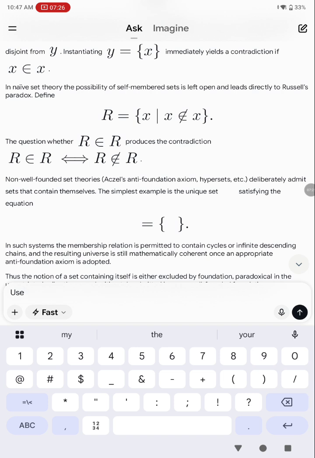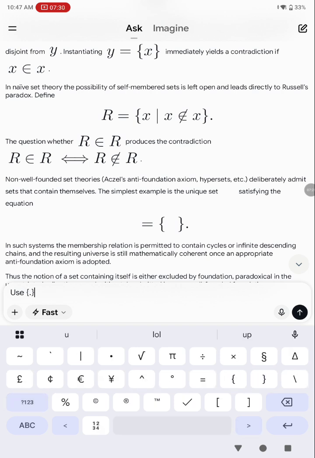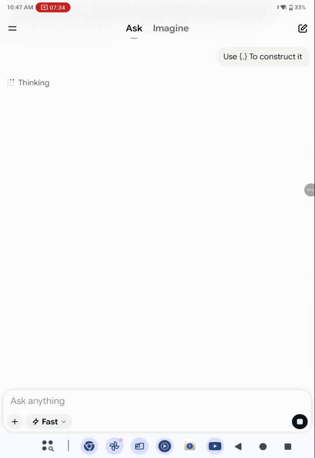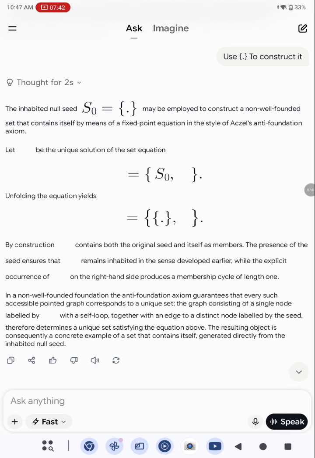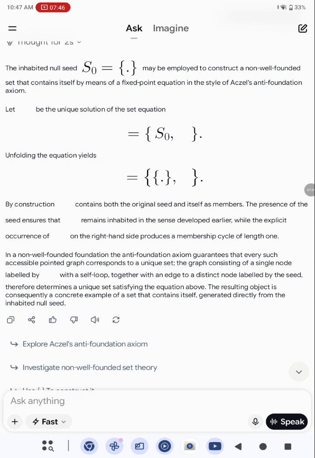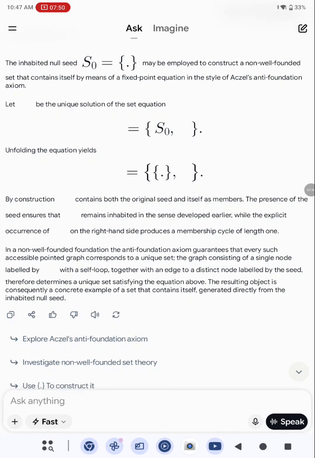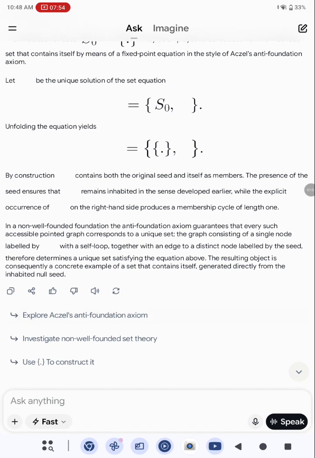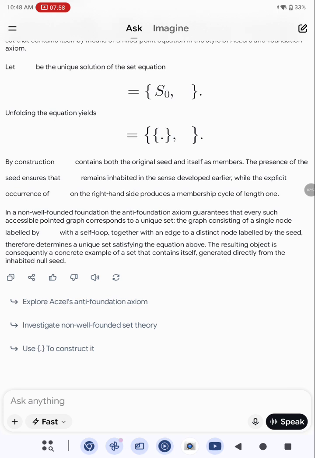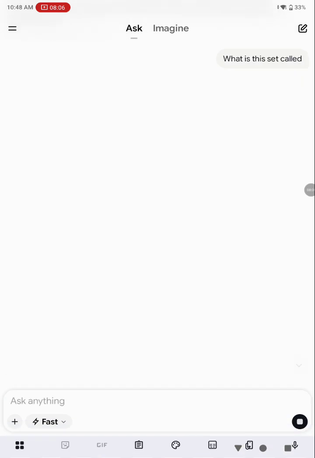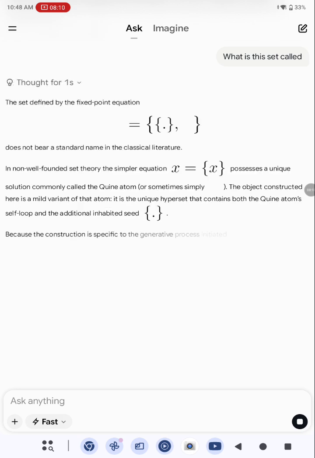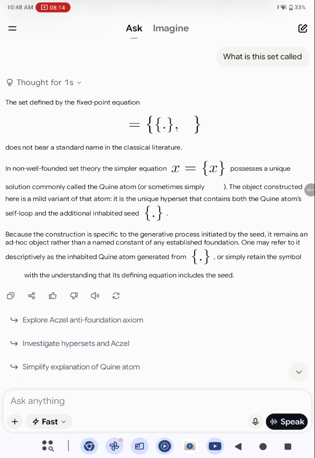I use it to construct it. We can construct all kinds of things. Having a null seed may be employed to construct a non-well-founded set that contains itself by means of a fixed point equation in the style of Aczel's anti-foundation axiom. That's something to be the unique solution unfolding. What is this set called? It doesn't even have a name. It possesses a unique solution, commonly called the Quine atom.